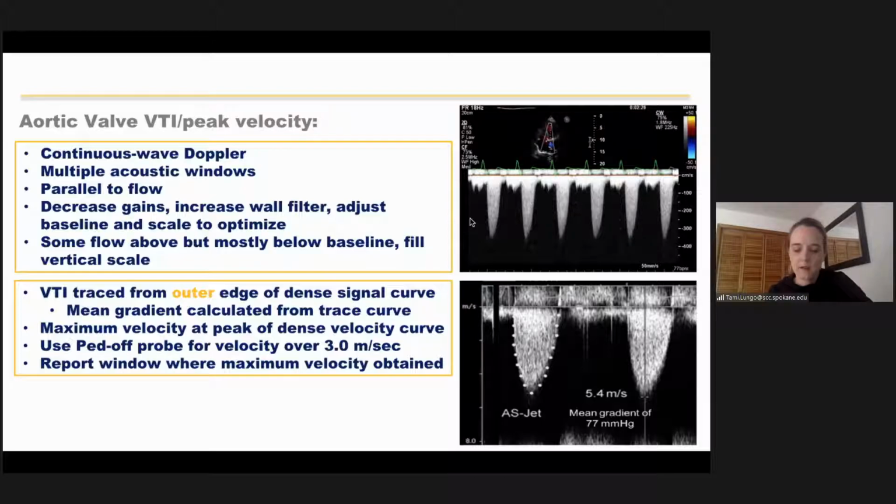So play with the wall filters, scale down or gain down. I keep saying scale, but I mean gain down.